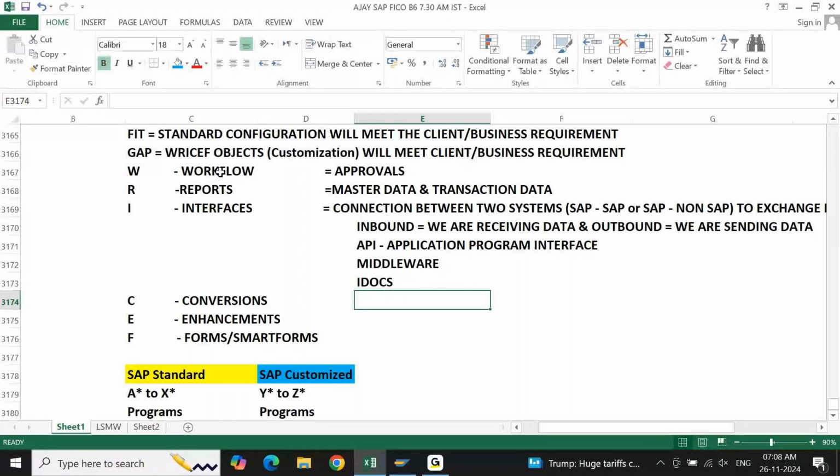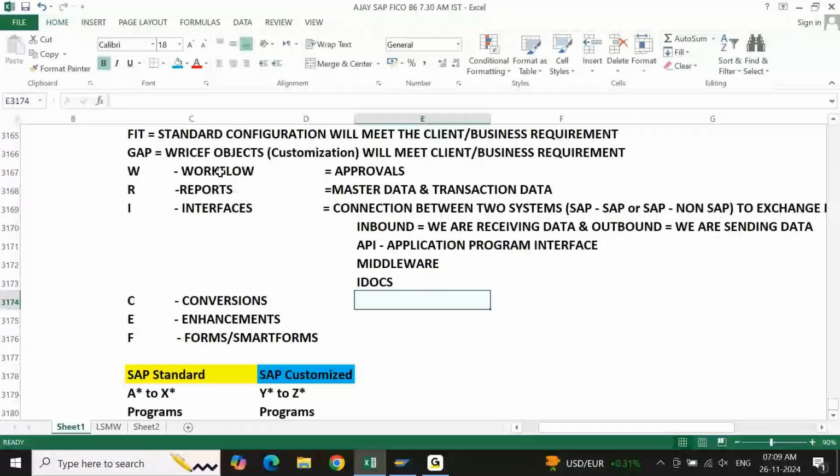We also need to understand IDoc, API, middleware when you're talking about interfaces. In short, interface is nothing but connection between two systems, either to send the data or to receive the data, which we will be representing as data exchange between two systems. These two systems can be SAP or non-SAP. And here you will be having inbound and outbound. Inbound is where you are receiving the data. Outbound is where you are sending the data. Both are possible in an interface.